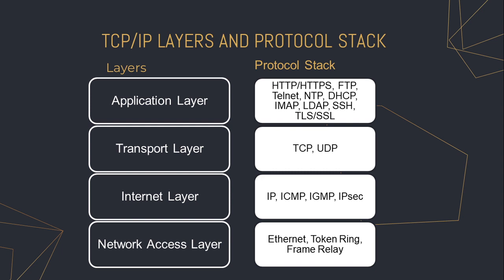And at the application layer, we use protocols such as HTTP, HTTPS, FTP, TELNET, NTP, DHCP, IMAP, LDAP, SSH, TLS, SSL. These are the protocols that we are going to discuss so that you can understand how they work, what they work for, and what is implemented on this particular layer. So let's begin with HTTP, HTTPS that works on the application layer.